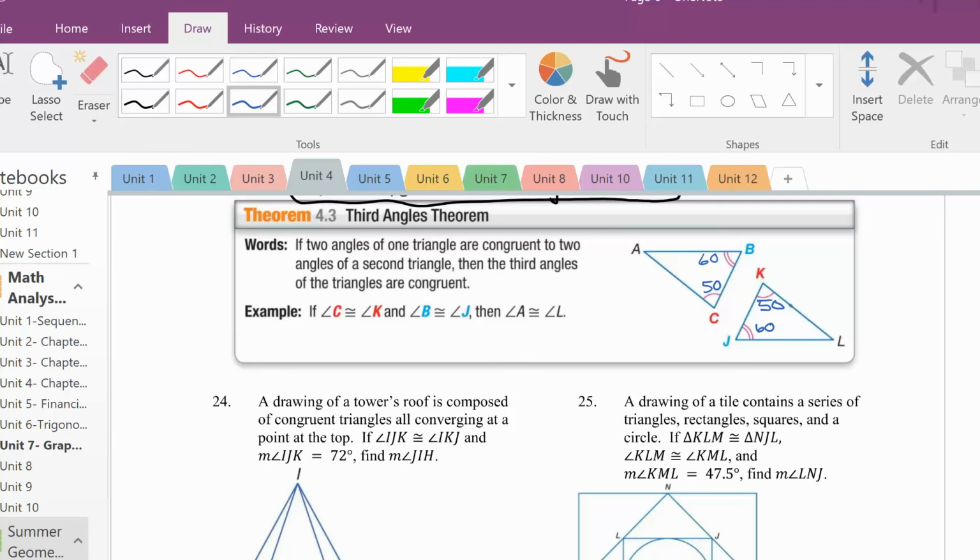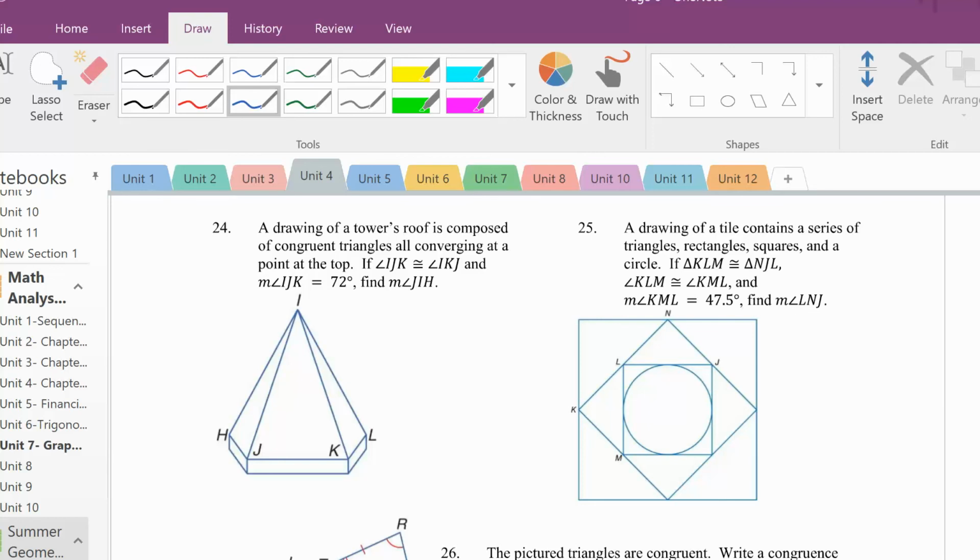Well, you automatically know if two angles of one triangle are congruent to two angles of the other, that the third angles have to be congruent, because notice there's only 70 degrees left over, as well as 70 here. So that's what this is saying. The third angles theorem is saying if you know two angles of one triangle are congruent to two angles of another, then the third angles are congruent as well. That's the third angles theorem.